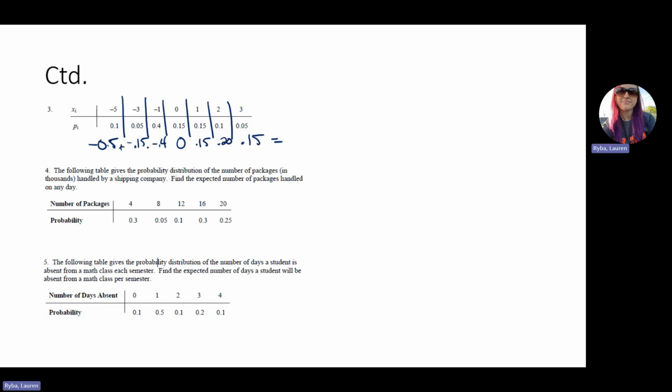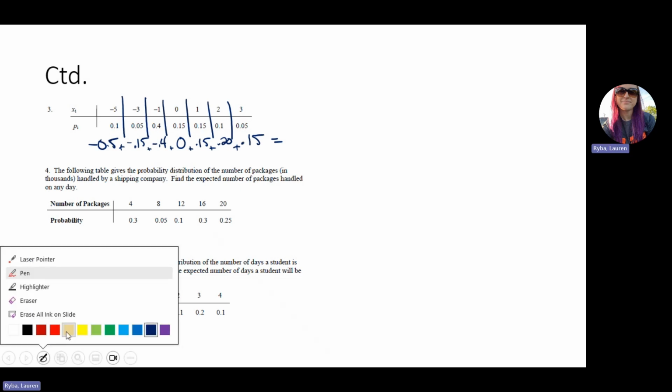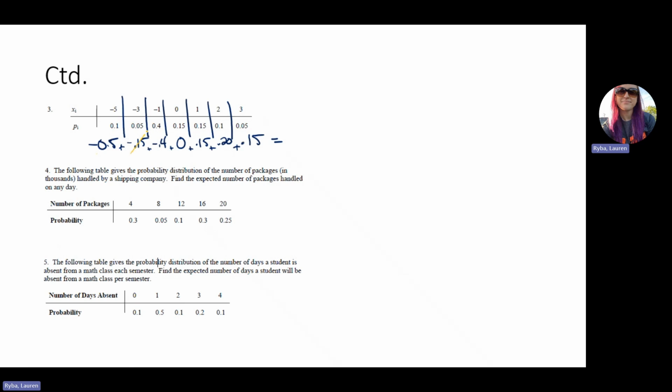So once I multiply them all, I will add them all together. And you may see that some of them actually cancel out. So like the -0.15 and the +0.15 cancel out. In the end, your result is -0.55.